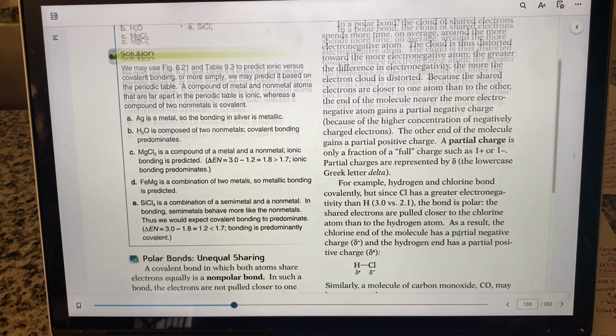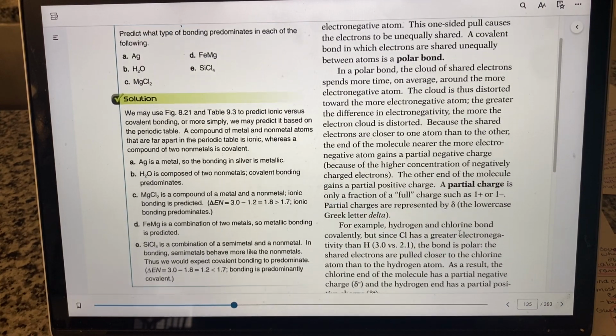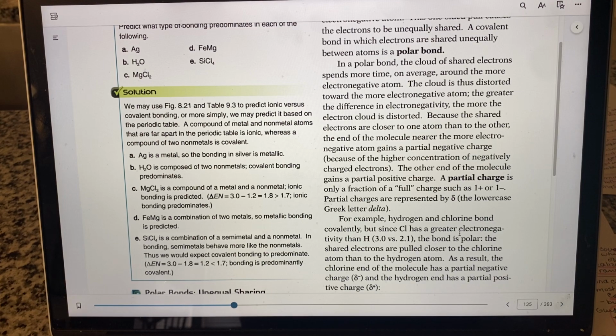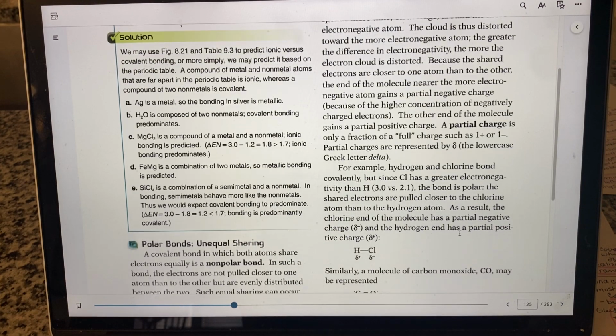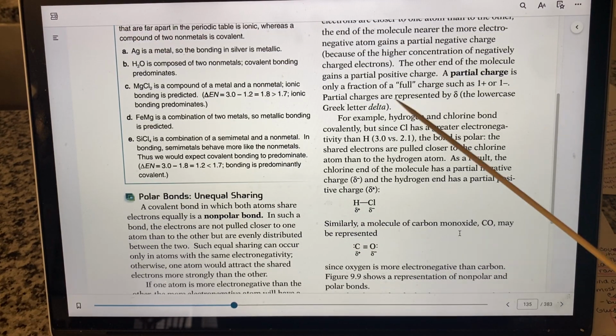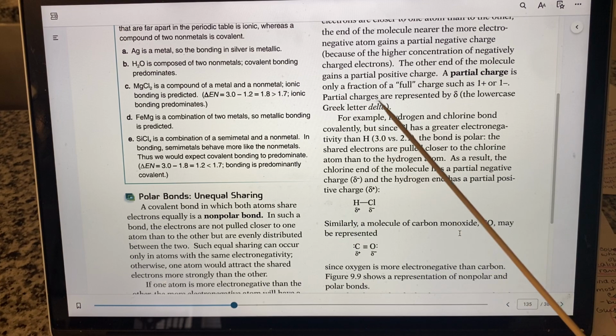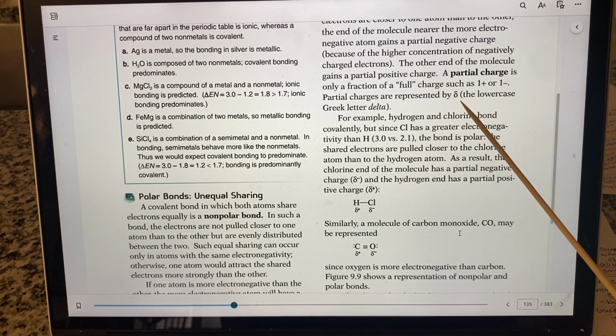So let's talk about this a little more. I've got those partial charges right down here. It says a partial charge is only a fraction of the full charge, such as +1 or -1. But partial charges are represented by this little symbol. It's actually a lowercase Greek delta, and it looks like an S on the top and an 8 on the bottom. So it almost looks like an 8 with a missing piece. But that is what we call a partial charge.